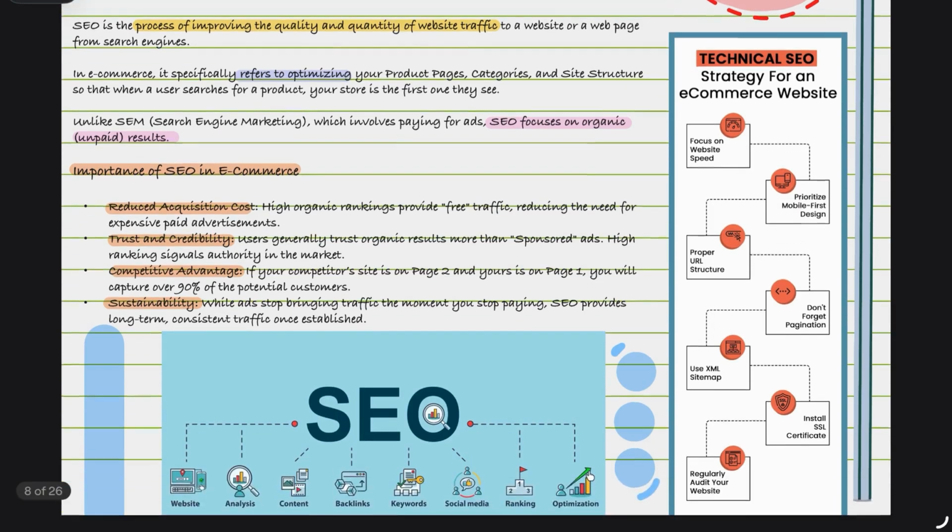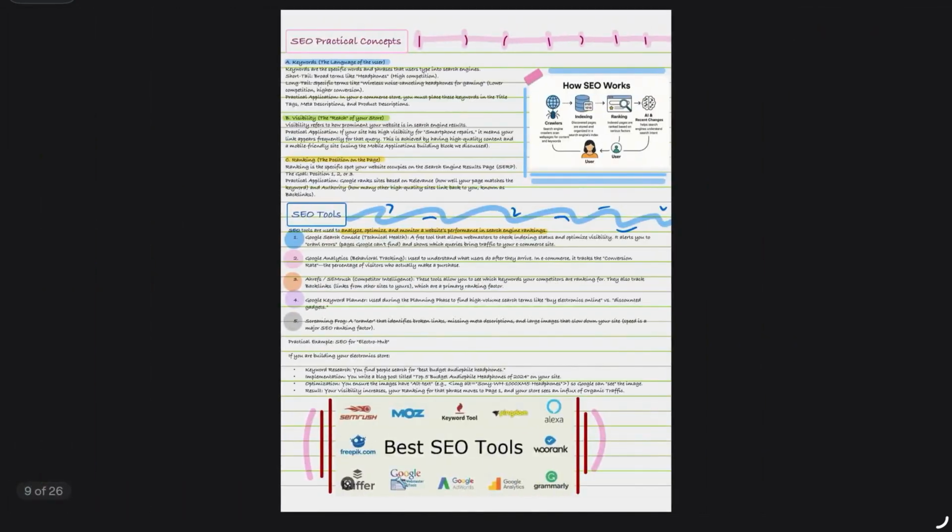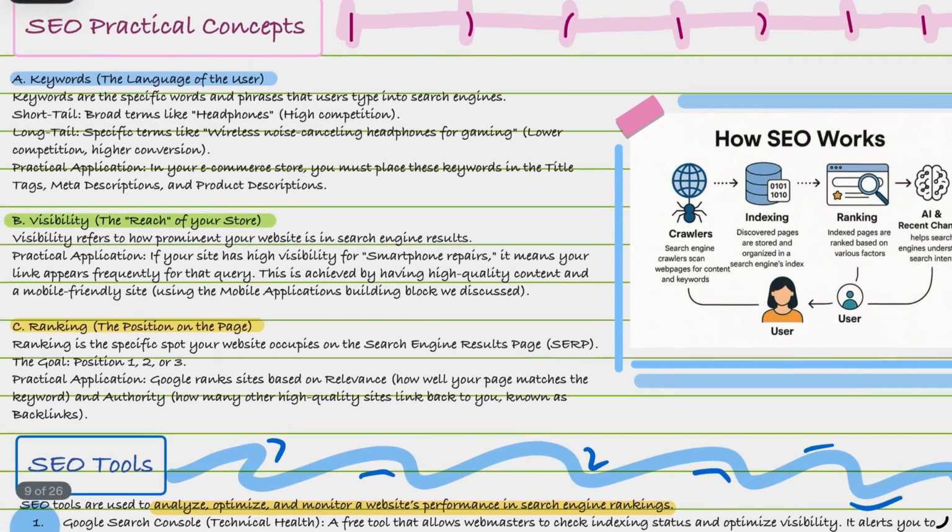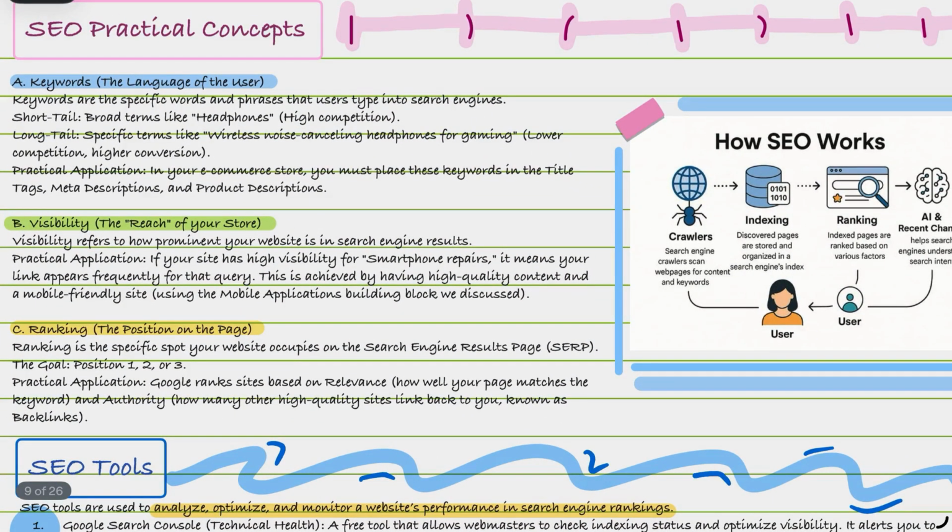Alright, if we talk about the practical concepts included in SEO, what are the mechanics? You need to explain these three things. First is the keyword. Keyword stands for the language of the user. Keywords are the phrases which we typically type in the search bars. They are classified into two types. First is the short tail keywords. Short tail keywords are broad single terms, like when you type headphones.